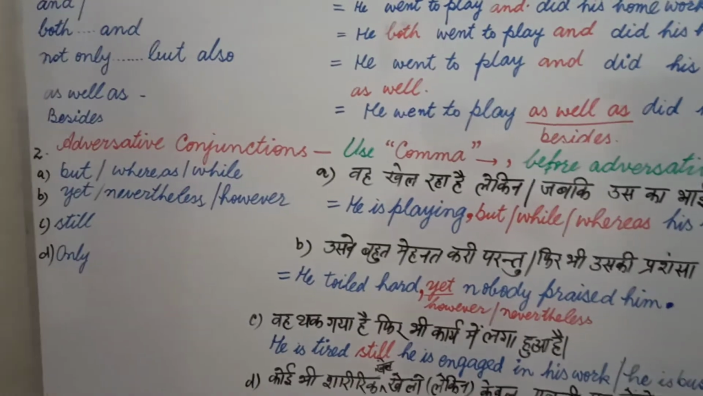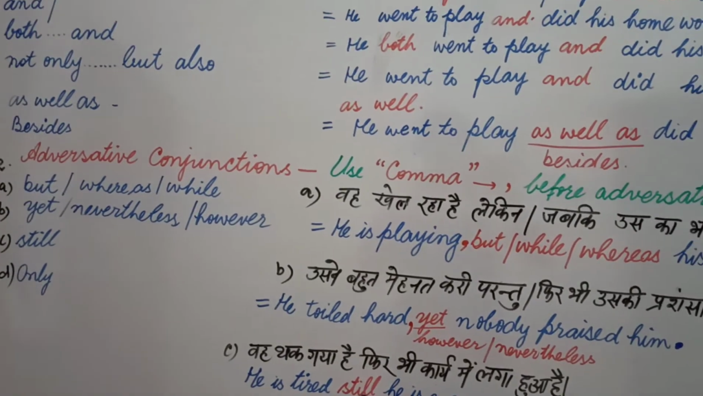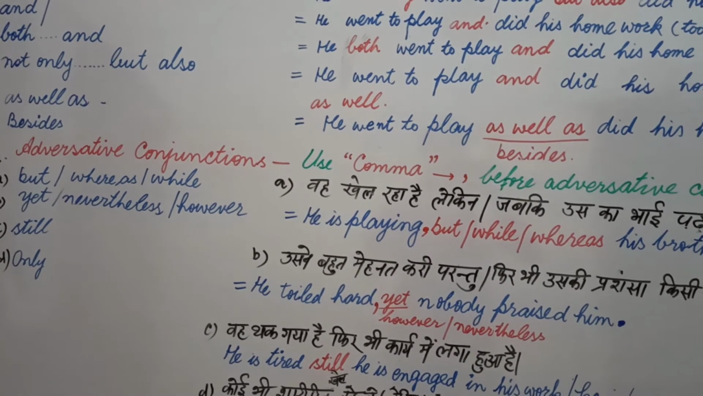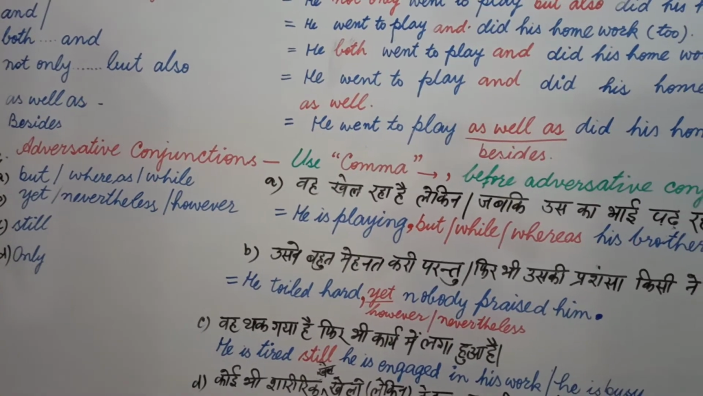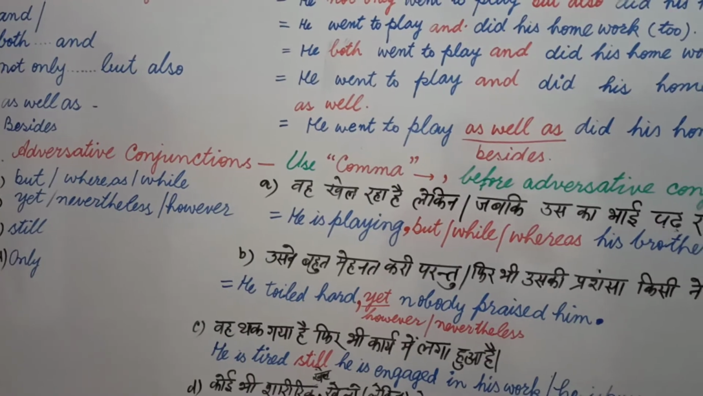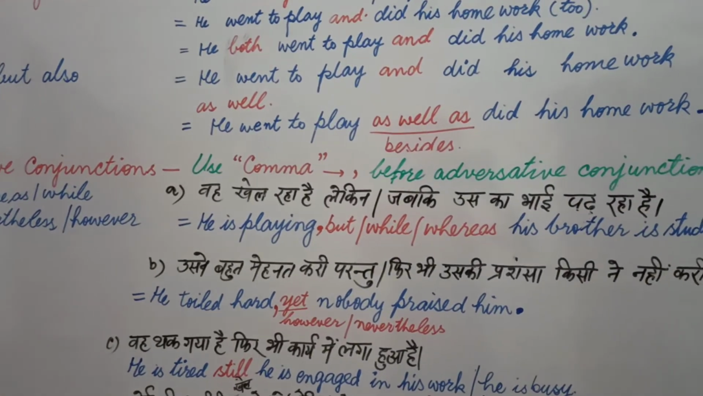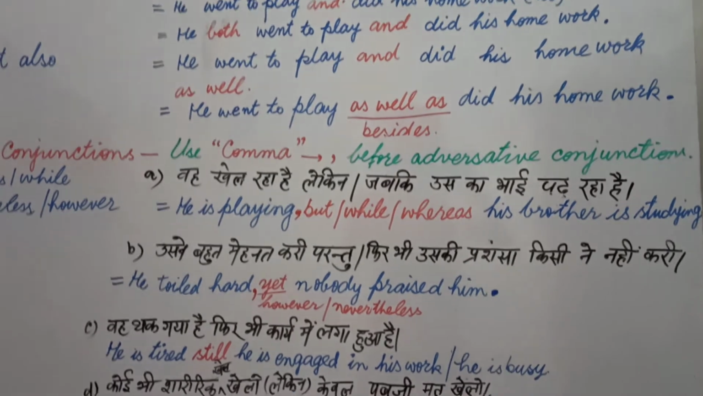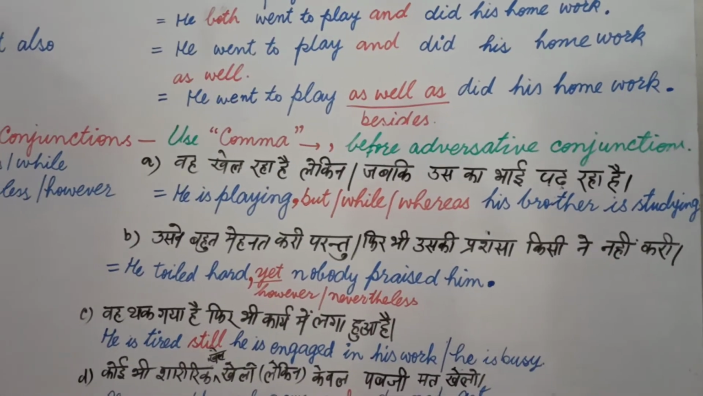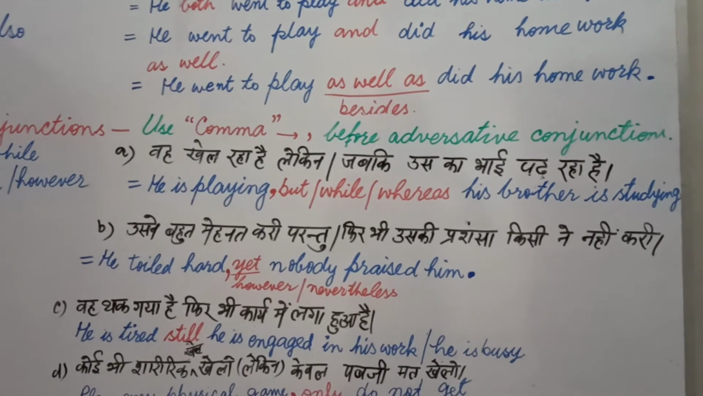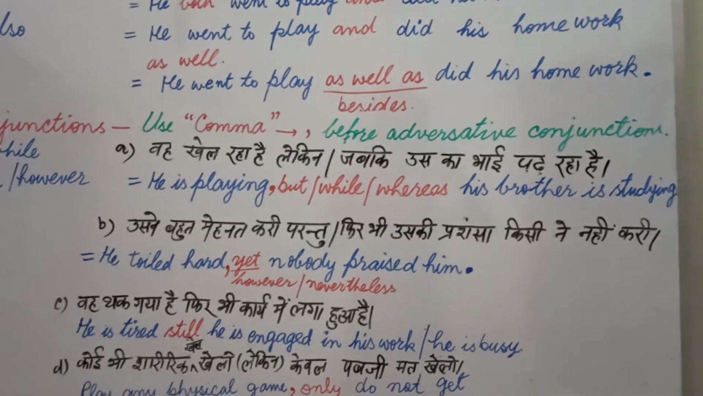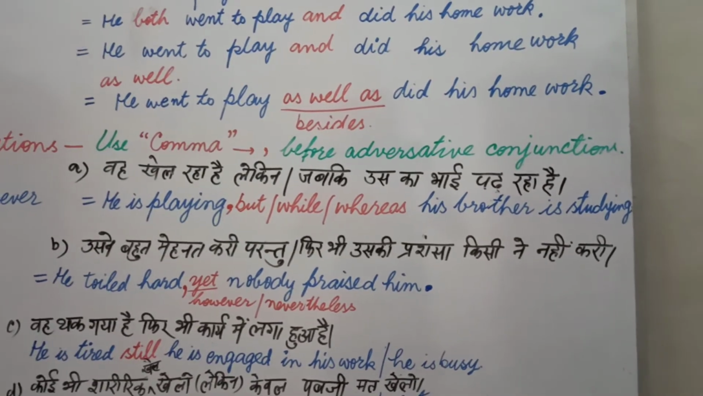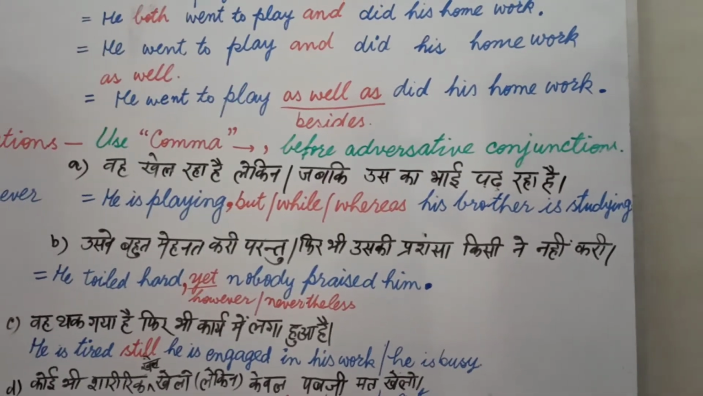Now students, there is a next conjunction, still. Sometimes students use still in place of yet, nevertheless and however, but there is a little difference between yet, nevertheless, however and still. What is the difference? Let's see. उसने बहुत मेहनत करी परंतु किंतु फिर भी उसकी प्रशंसा नहीं की. It's done. वह थक गया है फिर भी कार्य में लगा हुआ है. Now the main difference is between still and all these three conjunctions, yet, however, nevertheless.